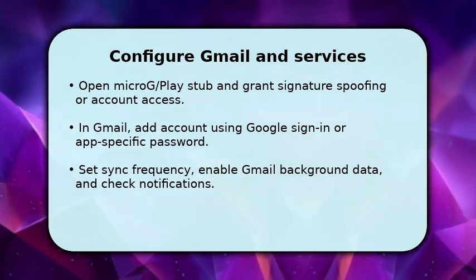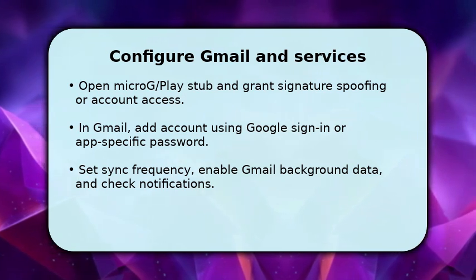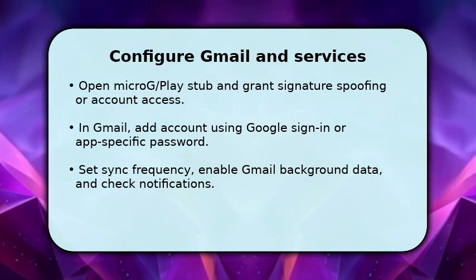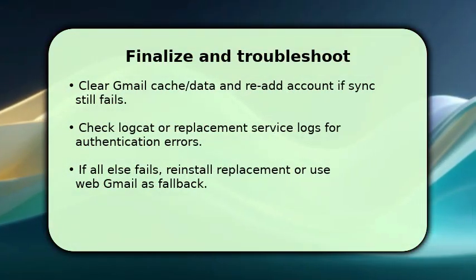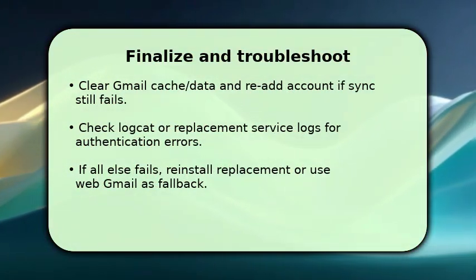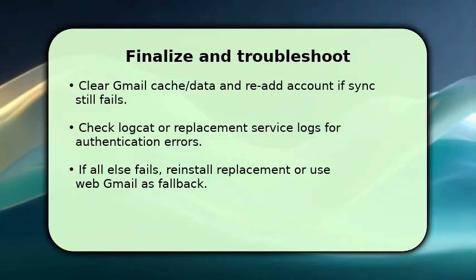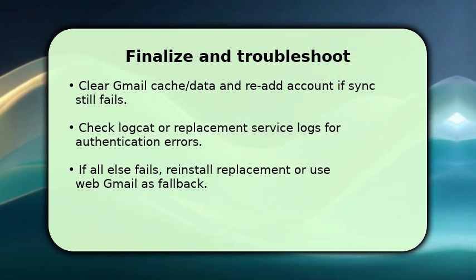Once messages appear, adjust sync frequency and notification settings to match your preference and confirm push notifications work. Finish by validating stability. Clear Gmail cache and app data, then re-add the account to force a fresh authentication flow. This often resolves lingering token issues.